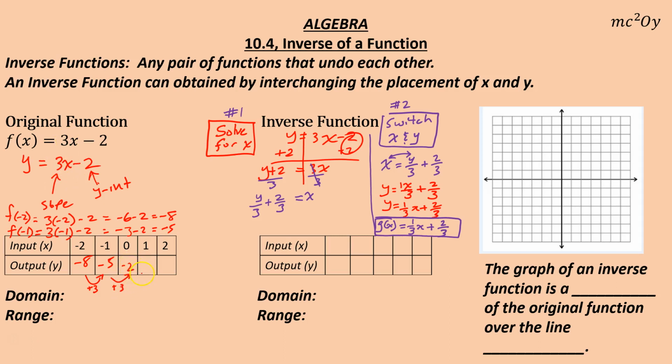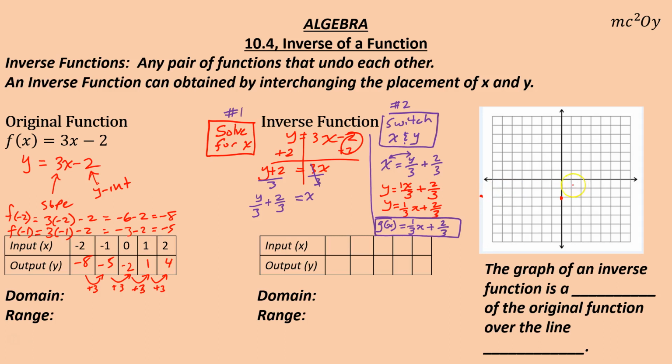So this would be -2, 1, and 4. I could plot those points, just like I could have said my y-intercept was -2, and then I rise 3, run 1. That would have been fine as well. But since I have a table, let's go ahead and use that table. So I've got -8, -2. -8 is right there.